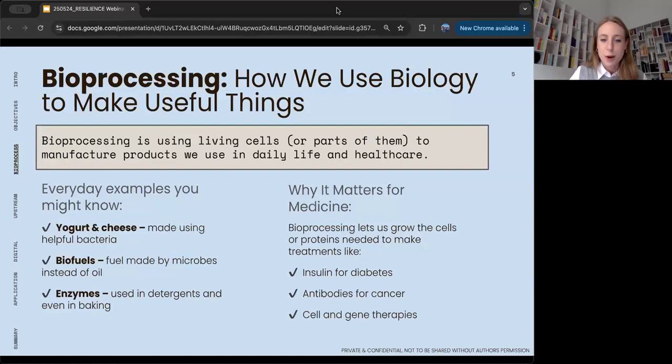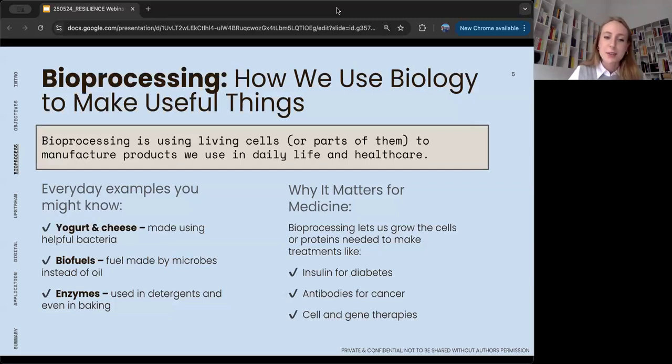What exactly is bioprocessing? Simply put, bioprocessing is using living cells or parts of them to manufacture useful everyday products. You might be surprised to learn that bioprocessing is actually behind many common items, such as yogurt and cheese, which are made using helpful bacteria. Then we also have microbes, for example, which help produce biofuels, offering an alternative to traditional oil-based fuels, and enzymes, which are also made through bioprocessing and are found in things like detergents and even baking.